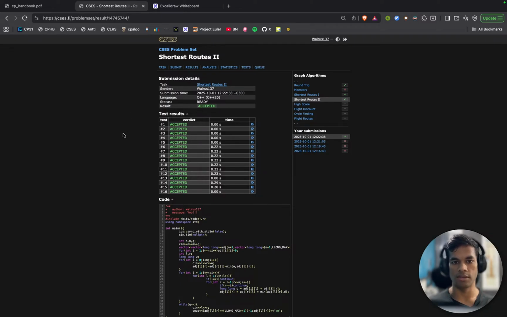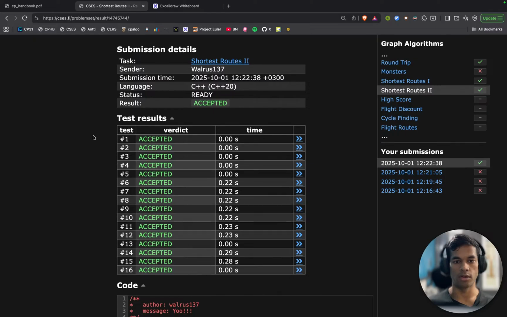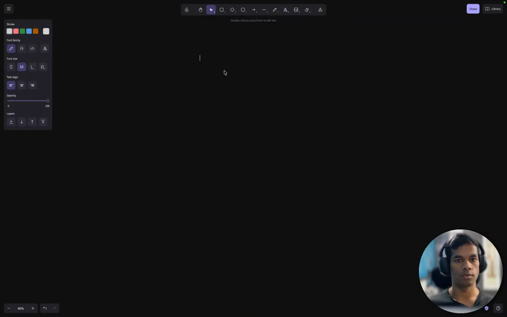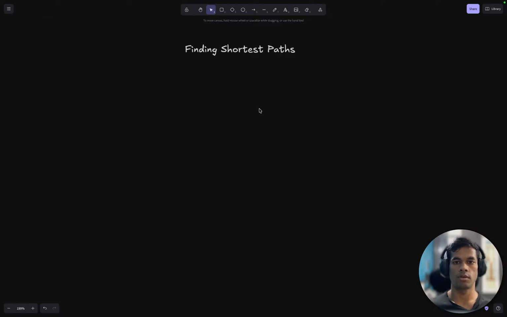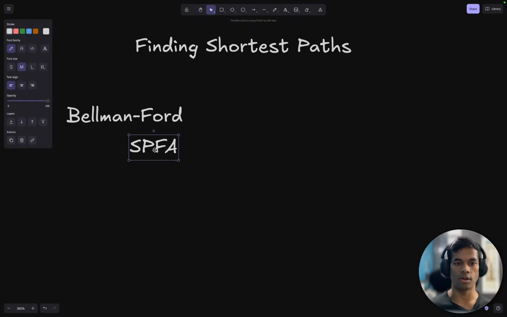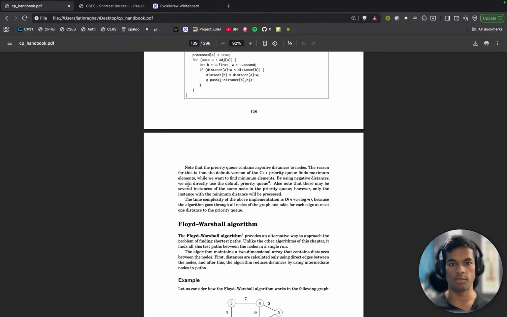So what have we done? We have done Floyd-Warshall, we have done Dijkstra's algorithm, we have done Bellman-Ford algorithm. And what have we learned from doing these things? Finding shortest paths. And we have 3 algorithms for these. One is Bellman-Ford, and there is also the shortest path faster algorithm, which is a variation of the Bellman-Ford algorithm. So we can write that in smaller. And then there is Dijkstra, which I would have to check the spelling.